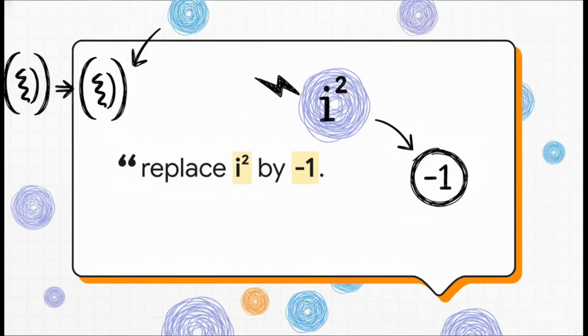Now for multiplication, it's pretty much the same deal, with one tiny but super important extra step. You just multiply everything out like you would in regular algebra, but, and here's the key, whenever you see an i squared pop up, you just swap it out for a -1.